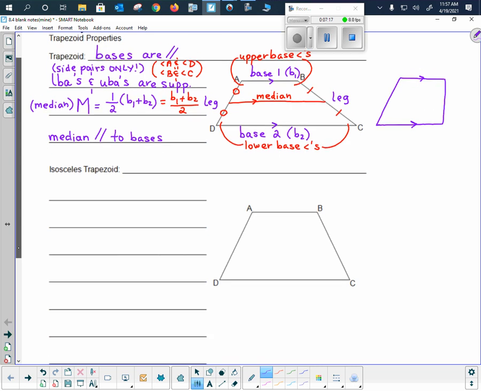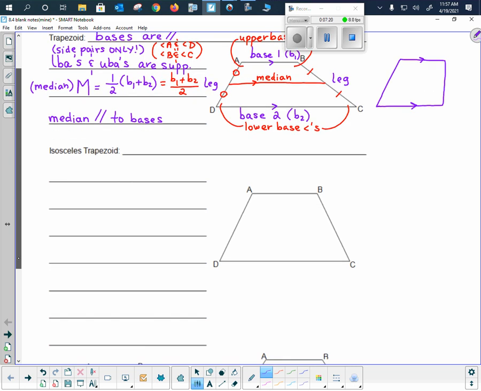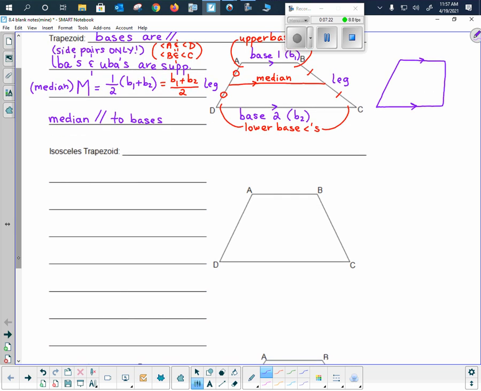Now, a more specific type of trapezoid called an isosceles trapezoid, right? We've seen isosceles triangles and what that means, right? In an isosceles triangle, you have two sides that are equal. Well, guess what? In an isosceles trapezoid, you also have two sides that are equal. The only sides that could be equal would be the legs. Okay, so isosceles means the legs are equal. So we're going to come down to this picture. We'll mark both of those equal right off the bat.